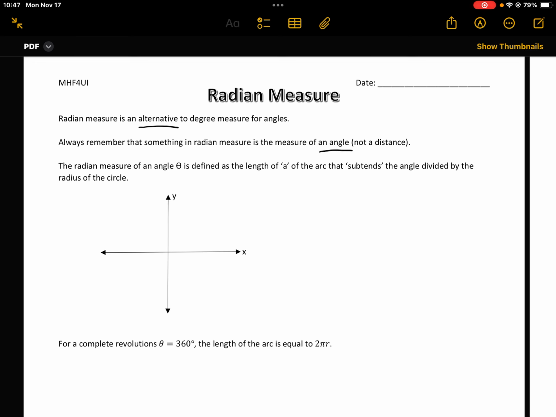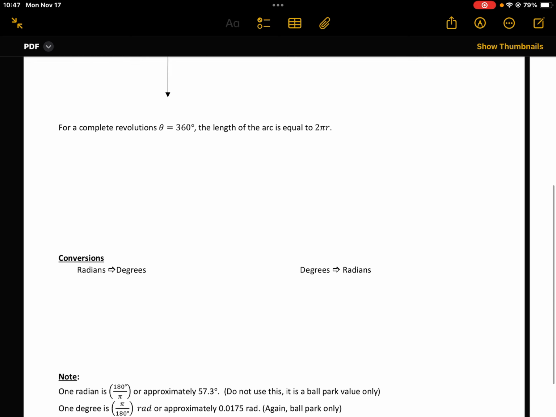is defined as the length of A, the arc that subtends the angle, divided by the radius of the circle. So here is the radius. This is the arc that subtends the angle A, and this angle measurement in here is equal to 1 radian. For a complete revolution, for theta equals 360 degrees, the length of the arc is equal to 2 pi r.